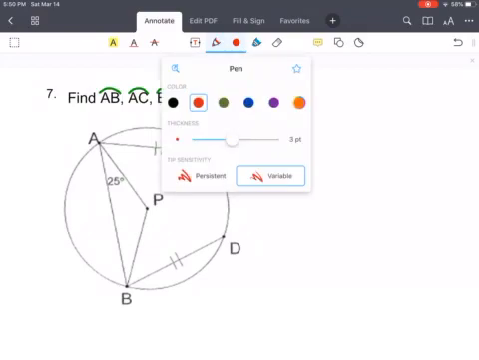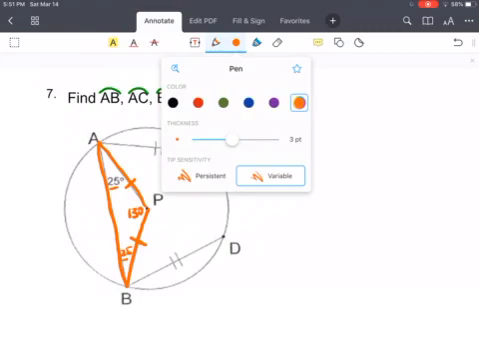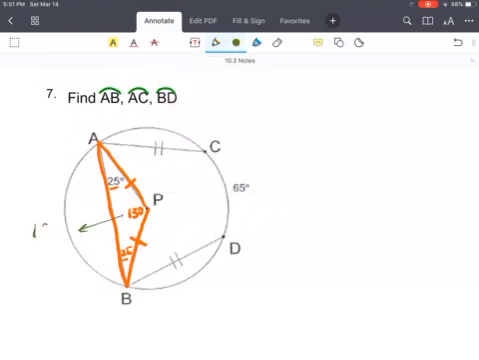Now for number 9, we need to actually recall a little bit about triangles. So if I highlight this triangle of PAB, because these are both radii, that means they are congruent, and because I have two sides that are congruent, that tells me its opposite angles are also congruent. So I'm going to get 25 for that angle as well. Now all angles in a triangle have to add up to 180, so when I subtract 25 and 25, I'm going to get 130 for this angle, which is also a central angle, which makes this arc 130.